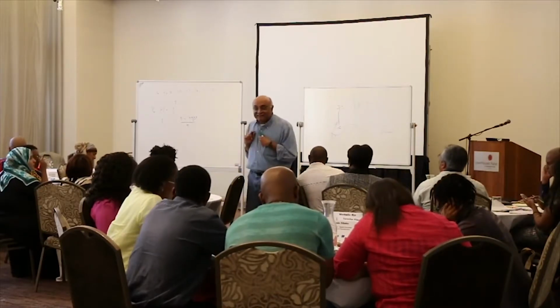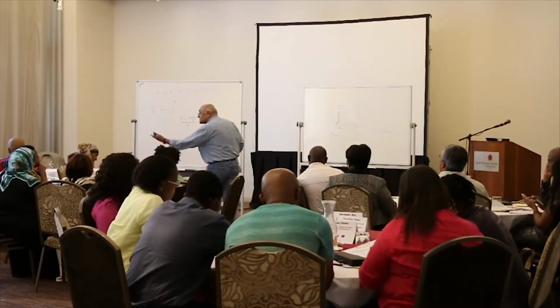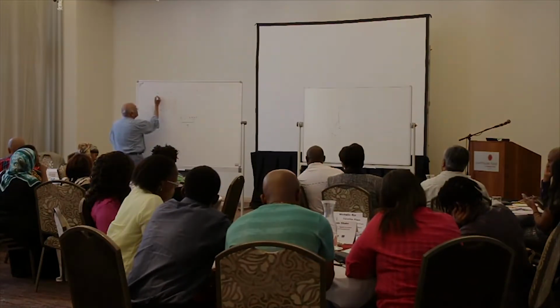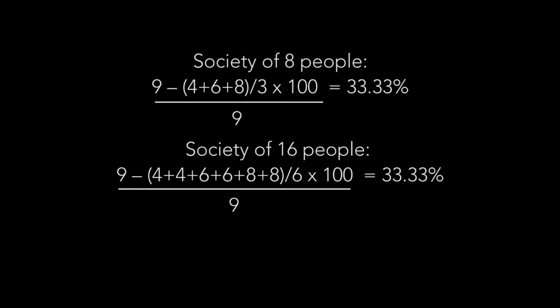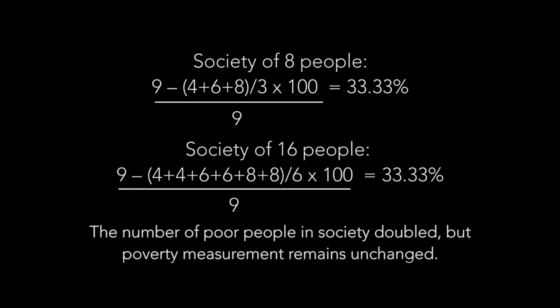But now consider the following. Consider the following society, where I simply replicate every poor person. 4, 6. So where there was one poor person before, I now put 2. This measure will not change, because the average will remain unchanged. But I've just doubled the number of poor people in society. Surely it can't be right that when you double the number of poor people in society, poverty is unchanged.